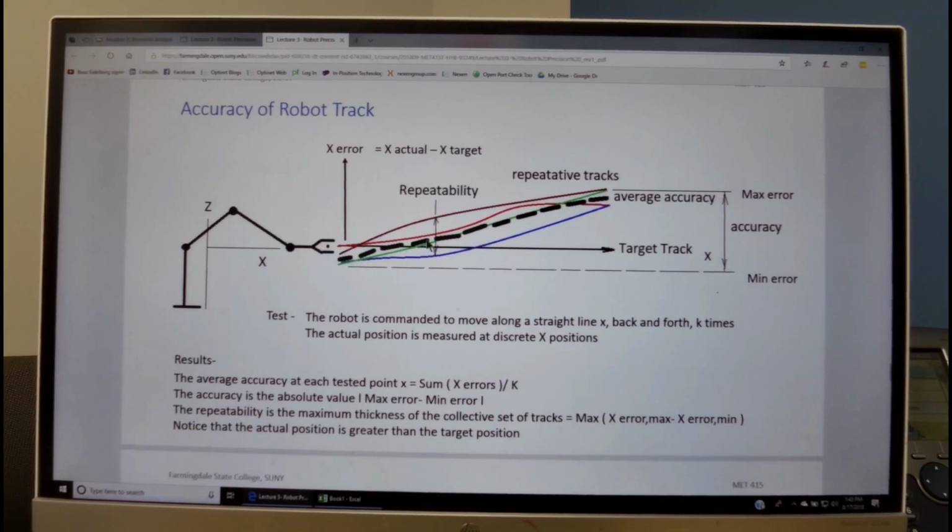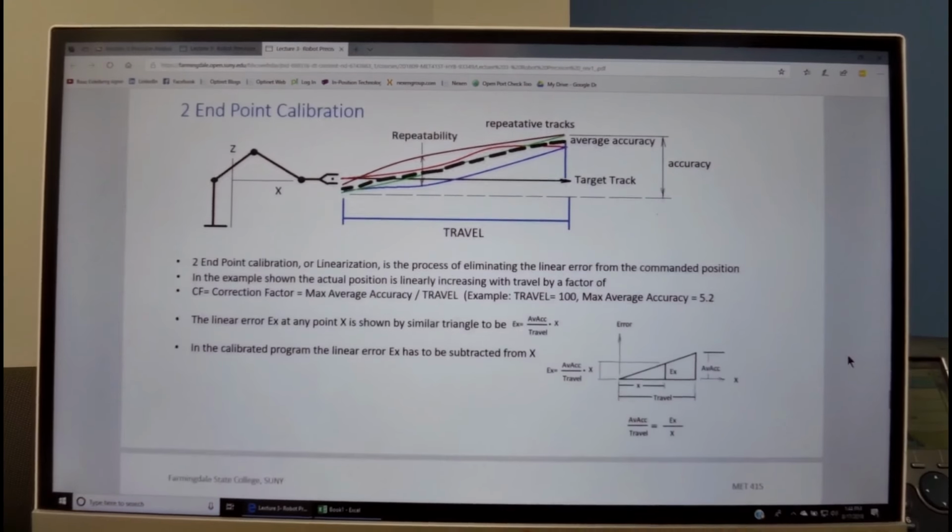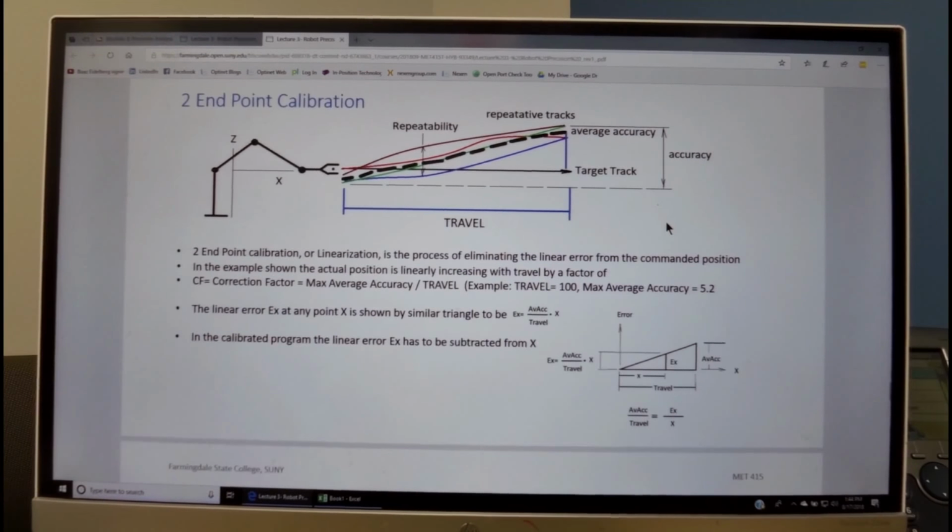The mean or the average along each one of these lines is the average accuracy. So this is the average accuracy. This is the total repeatability, and we could either specify total repeatability as the total indicated error from here to here, or plus or minus, which is going to be halfway to the average.